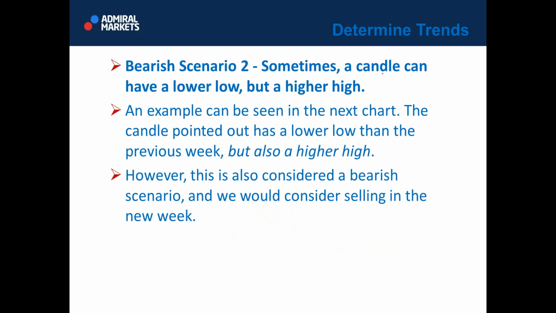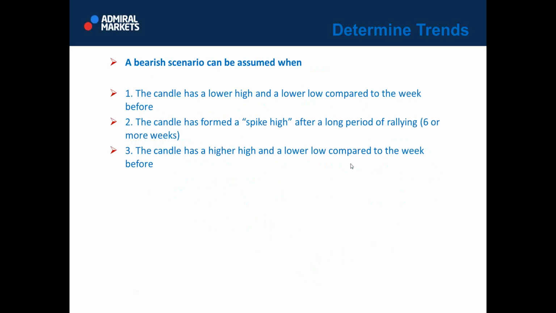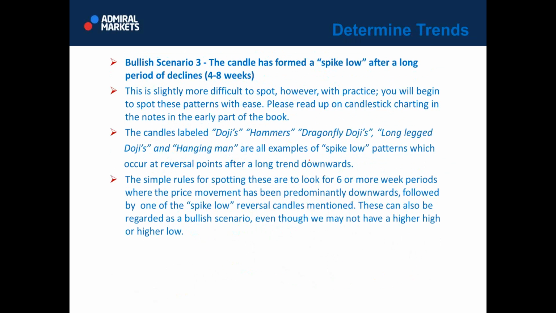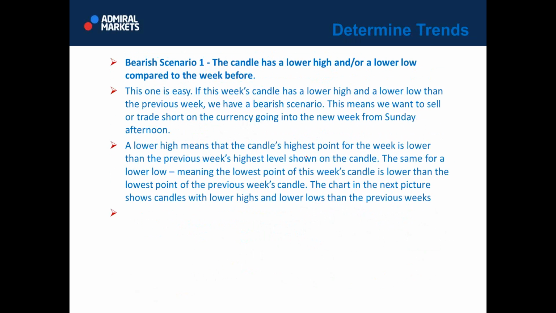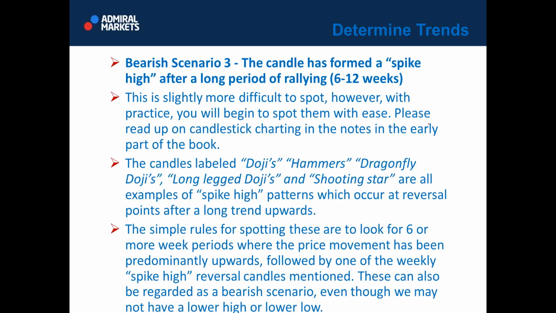Bearish scenario 2. Candle sometimes can have a lower low but a higher high. Same as with the previous example on bullish scenario 2. You see on bullish it was higher high and a slightly lower low. This is the opposite. We have basically in this example a little bit of higher high, but the low is in place. So the same as for bullish, but the other way around.